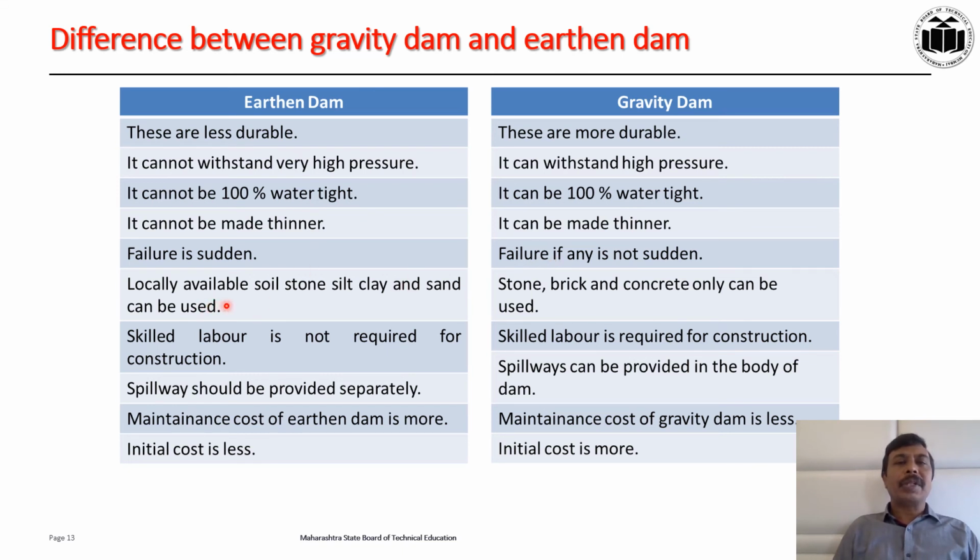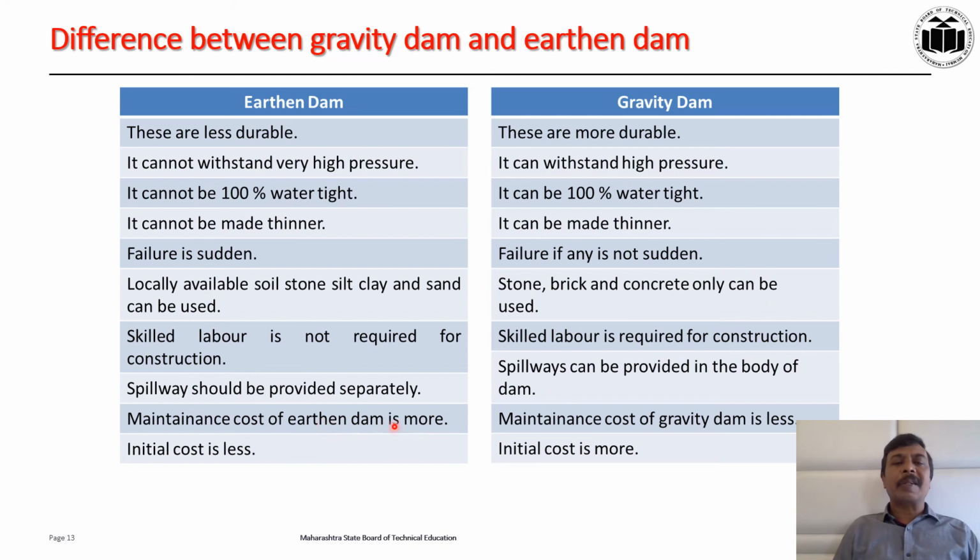The earthen dam uses locally available materials such as stone, silt, clay, sand, while in the gravity dam, stone, brick and concrete only can be used. In the earthen dam, skilled labor is not required for many parts of the construction, while in the gravity dam, skilled labor is required for the construction. The spillway should be provided separately in the earthen dam. Spillway can be provided in the body of the dam in the gravity dam.